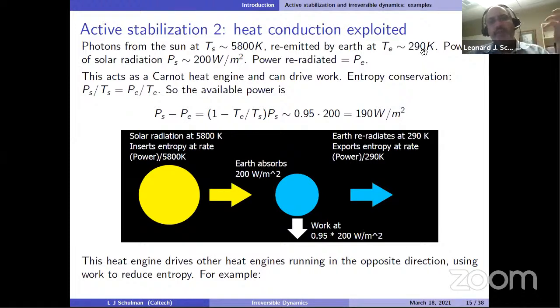There's power coming in at about 200 watts per meter squared. That's about the power intake of the Earth from the sun. Then there's some other amount of power that's re-radiated. We'll call the power from the sun P sub S, and the power re-radiated P sub E. This whole process is what's called a Carnot heat engine. You have the hot sun, and you have cool re-radiation to outer space.